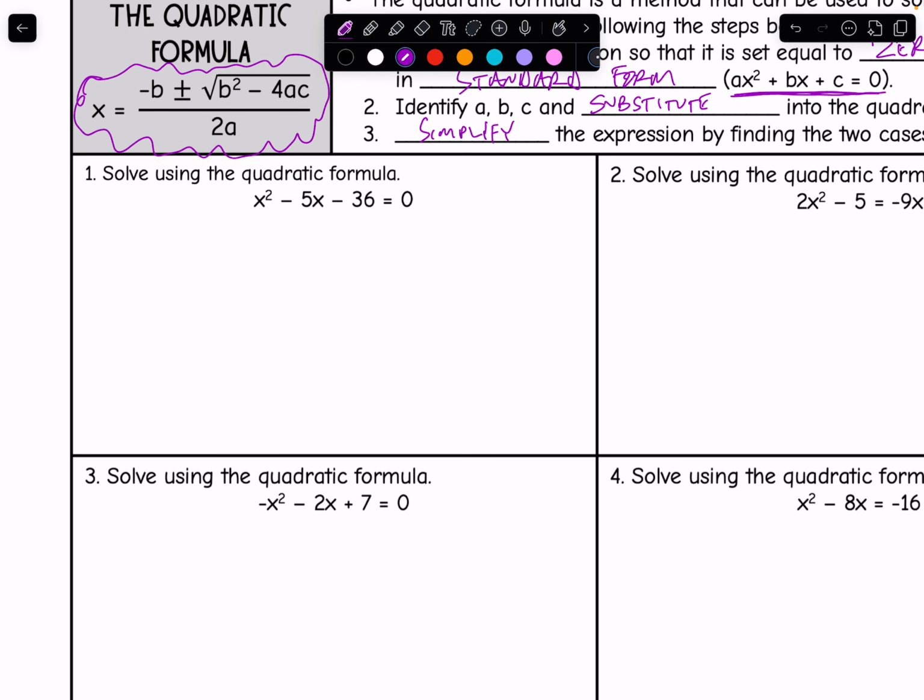All right, so let's put this thing to use. Let me use the laser pointer here. We have the standard form over here, and it's equal to 0. So maybe it factors, maybe it doesn't, but we're just going to go ahead and use the quadratic formula. So first I'm going to say A equals 1, B equals -5, and C equals -36. And I got those from the 1, -5, and -36.